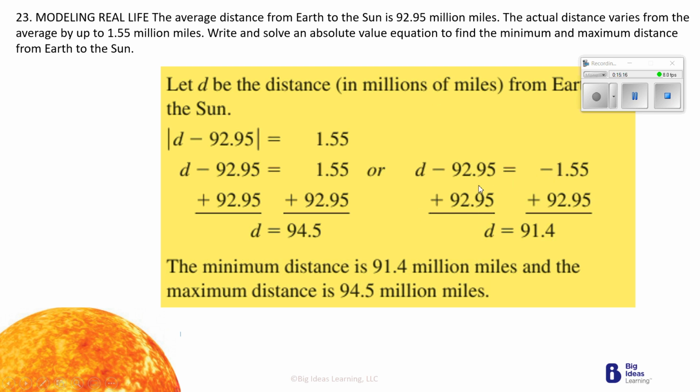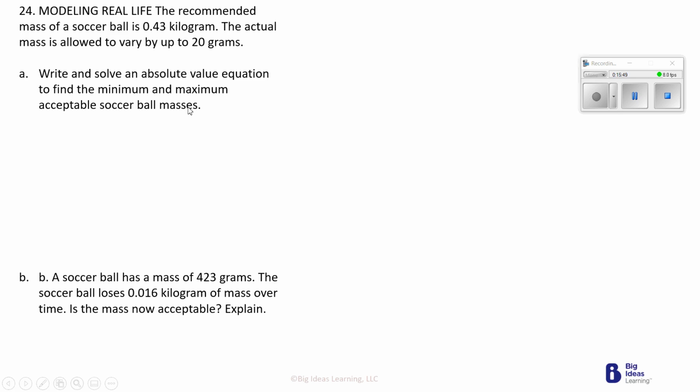But if it was a negative, then when we add the 92.95, we would have to subtract 1.55 from it, which would make it 91.4. So the minimum distance is 91.4 million miles, and the maximum distance is 94.5 million miles, okay? And if you're thinking, the average distance from Earth to the sun, why is it changing? But remember, as it goes in orbit, it's not perfectly at the same distance all the time, right? So that's what they're trying to say here. All right, 24 is for you to do.